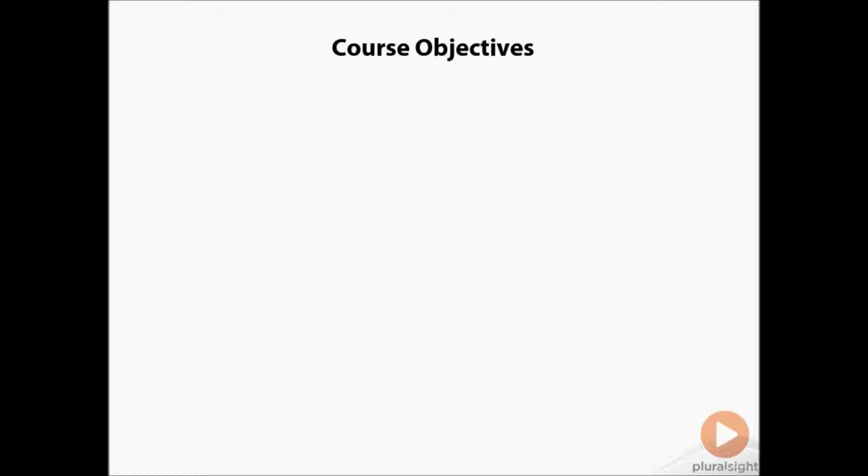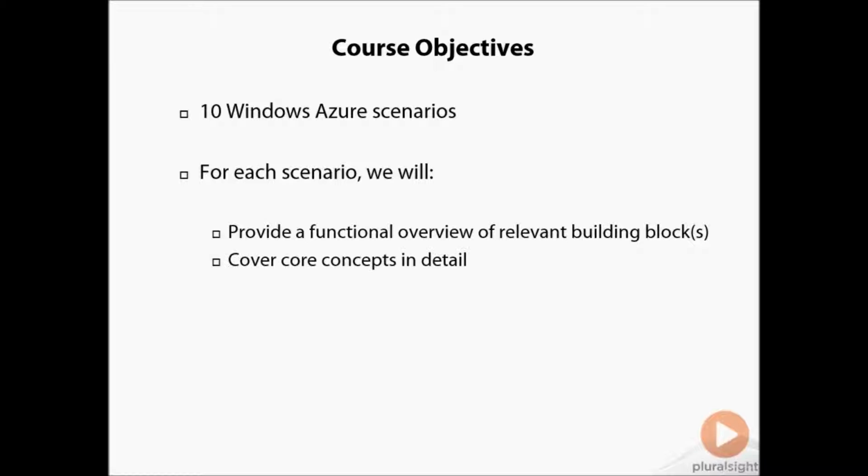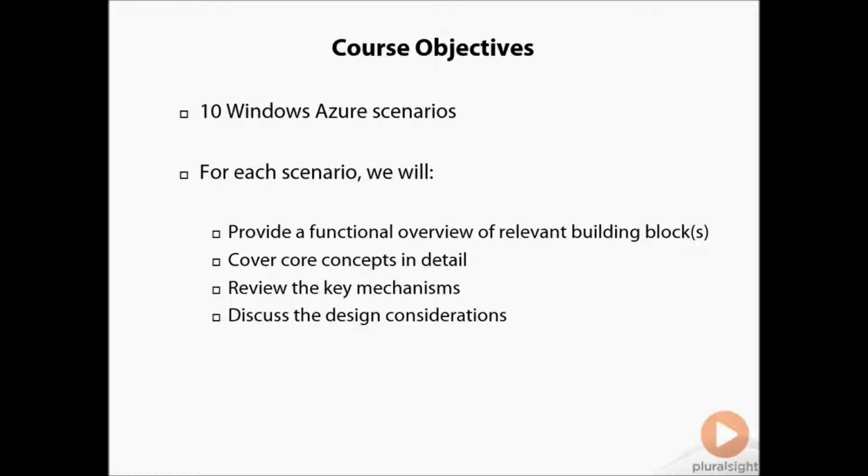Let's very quickly take a look at the course outline. As I said earlier, we will be looking at 10 different Windows Azure scenarios. Each scenario will be a module in this course. For each scenario, we will be looking at a functional overview of the relevant building blocks, followed by a detailed look at the core concepts, followed by a review of the key mechanisms that make up that building block. We will then have a review of the design considerations, design trade-offs, if you will.